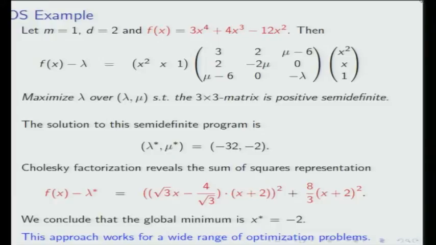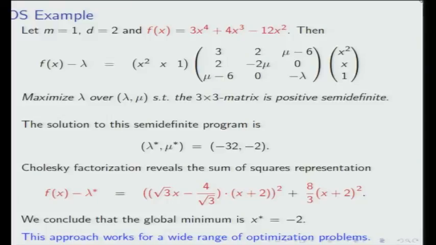So let's solve it, right? You take this semi-definite program, you type it into MATLAB or something, and in 0.000001 seconds, the answer comes back. So the optimal value for lambda star is negative 32, mu star is negative 2. So that says the optimal value is negative 32, but we can also recover, in this case, the optimal solution.